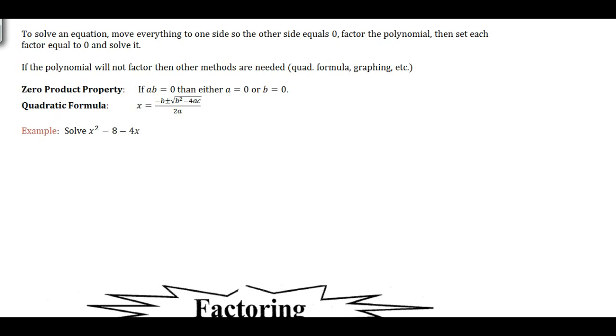Solving an equation can always be fun. Probably the most important thing to learn is that when you solve equations, like you always have, you move everything over to one side so it equals 0, and then you solve it.